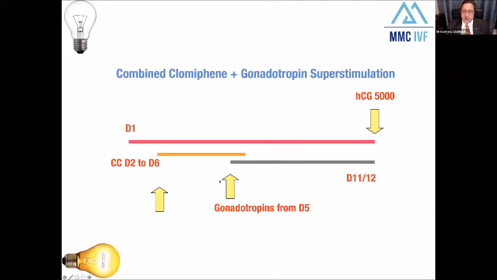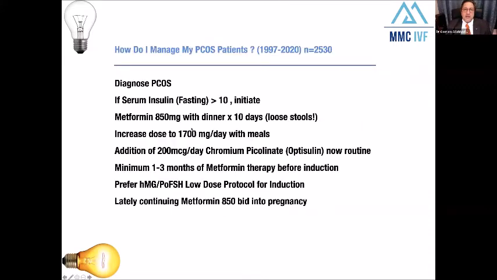So if the dose is correct, the doctor has given the correct dose and the body responds with 2 or 3 follicles maximum, then you can do an IUI. When there are a larger number of follicles each time you attempt to stimulate these PCOS subjects, the ideal treatment is IVF. So how do I manage my PCOS patients?